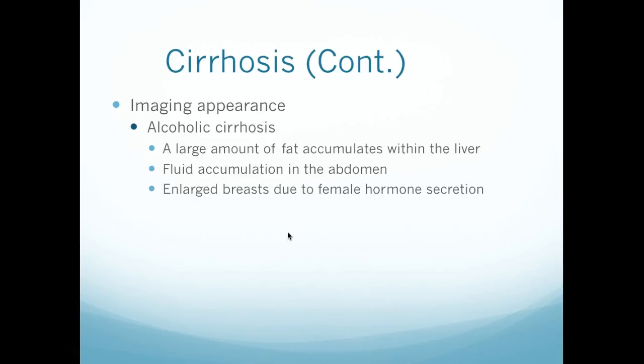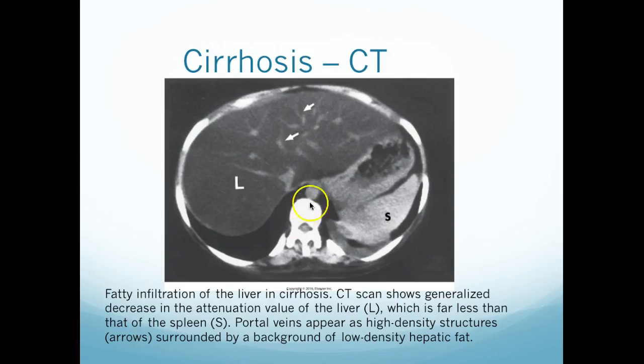You're going to see fluid accumulation in the abdomen, and typically you're going to see enlarged breasts on men and women due to a female hormone secretion due to the damage. So here is a CT scan. So we have what we call fatty infiltrates in the liver. So here is the liver.